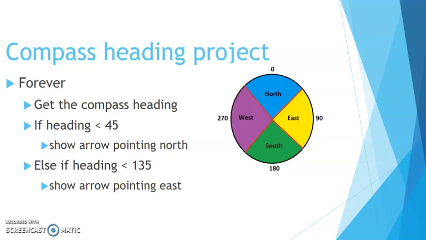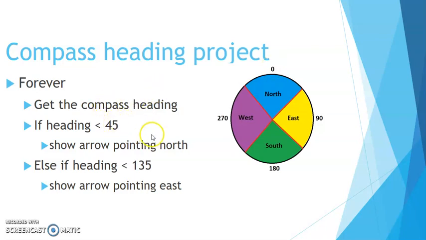So what we're going to do is we're going to constantly check the compass heading within a forever block. So remember, compass heading is a value between 0 and 360 degrees. So if we look here, so 0 is at 12 o'clock, 90 is at 3 o'clock, 180 is at 6 o'clock, 270 is at 9 o'clock, and we're back up to 360 degrees at 12 o'clock again.